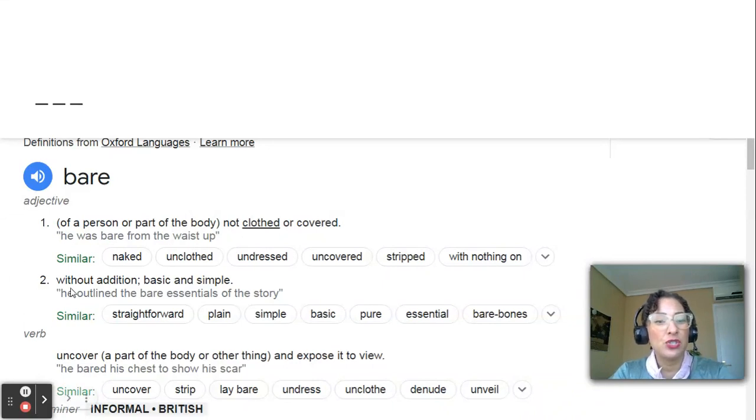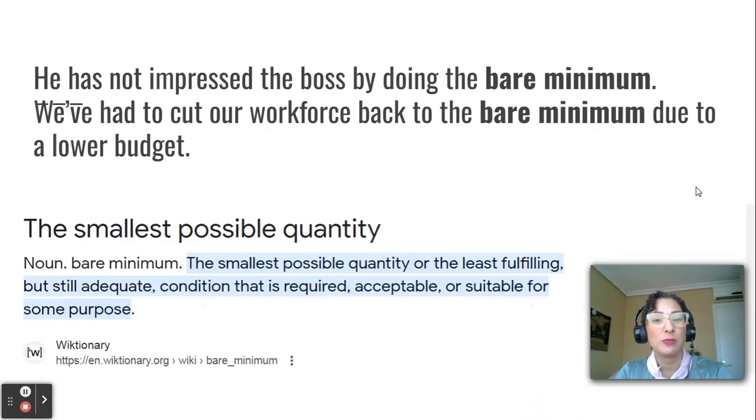The second definition is without addition, basic and simple. And that's the way it's used in this common expression of bare minimum. So this is the smallest possible quantity of something. It's the least fulfilling, but still adequate. Okay. So minimum is the least, maximum is the most. The bare minimum is the smallest possible quantity. It's adequate, but we would like for it to be better.